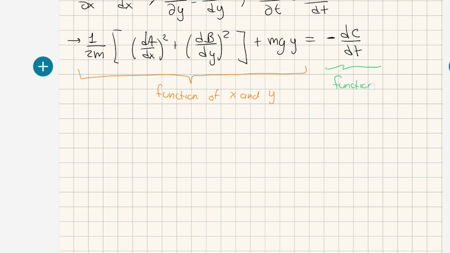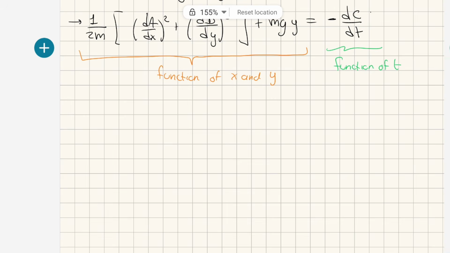So we can say that this can be seen as a function of x and y, while this is a function of t. So what happens if we have the derivative of a function of t on one side, and then here we have a function of x and y, which are different variables? Well, that means that all this expression on the left hand side needs to be equal to a constant, and the same thing happens with this element that we have here. It has to be equal to a constant, because if we have functions of different variables that are equal, they can only be equal if they are constants.